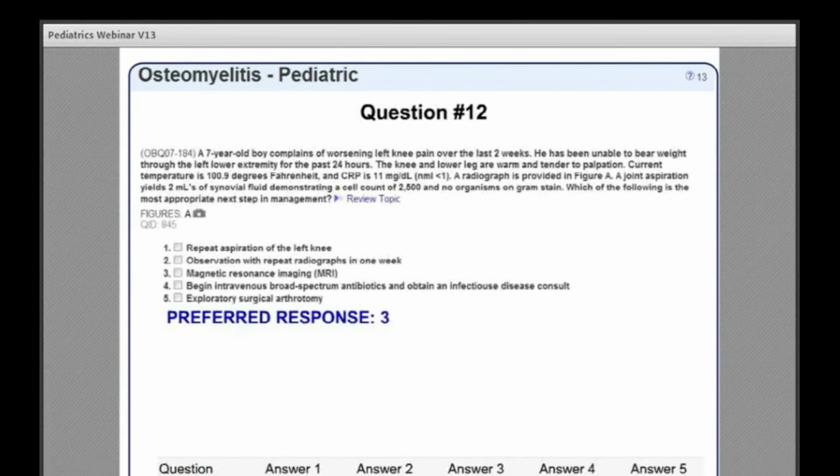So once again, a 7-year-old boy with knee pain over a couple of weeks with unwillingness to bear weight over the last 24 hours, so worsening knee pain. There's warmth and tenderness. He is febrile, has an elevated CRP, and a negative joint aspiration. So in this scenario, they're trying to tell you that there is an infectious process going on, but it doesn't sound like it is septic arthritis because the aspiration is normal. And so the correct answer is 3, and most of you got that question right.